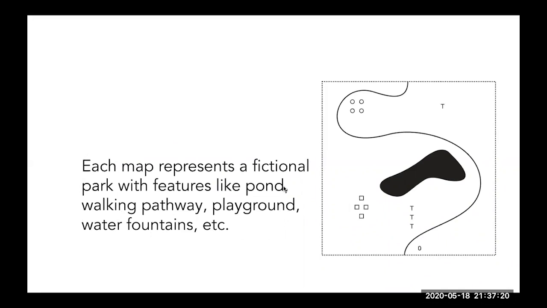There are features like a pond on each map, shown in black. There is a walking path on each map, shown by the smooth line that cuts across the terrain. And there are 5 tactile symbols that represent different utilities like picnic tables, playgrounds, water fountains, trash cans, etc.